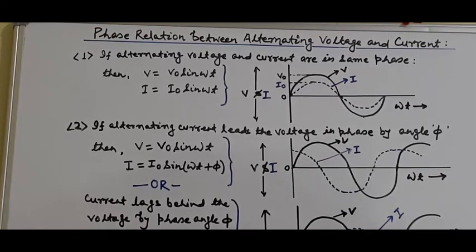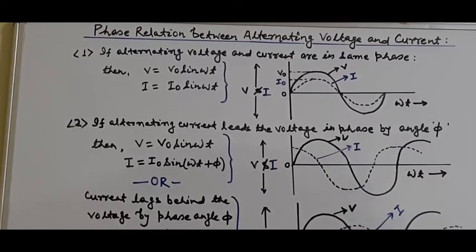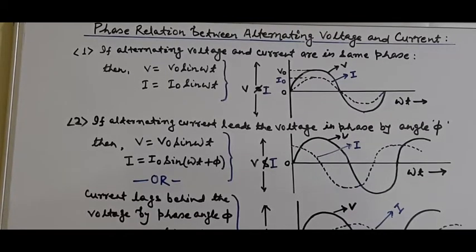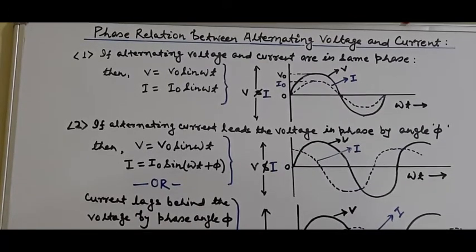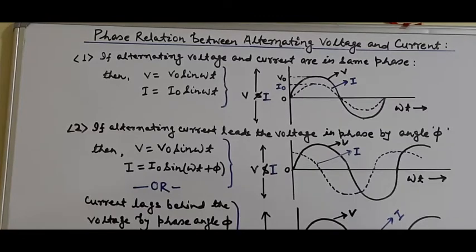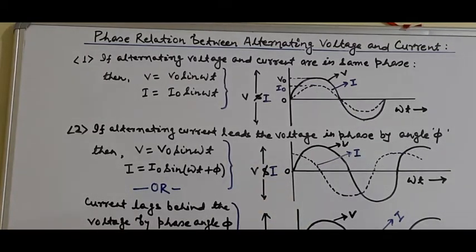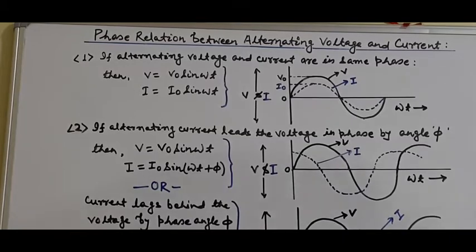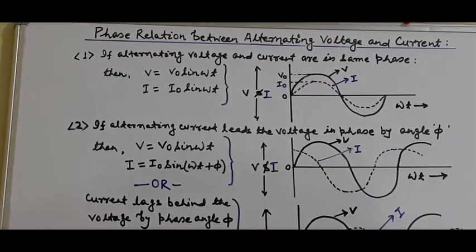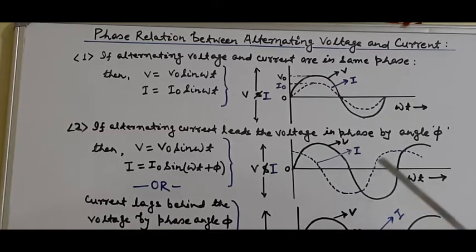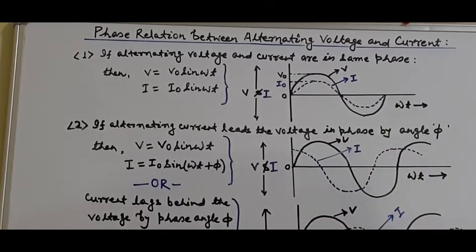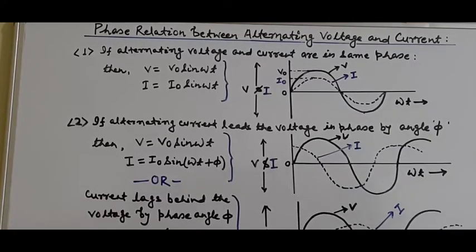Students, in an alternating current circuit, although the frequency of current and voltage is the same, it is not necessary that voltage and current are always in the same phase. The phase difference between voltage and current depends upon the nature of the circuit. In some circuits, current attains its maximum value before voltage becomes maximum, which means current leads the voltage in phase.